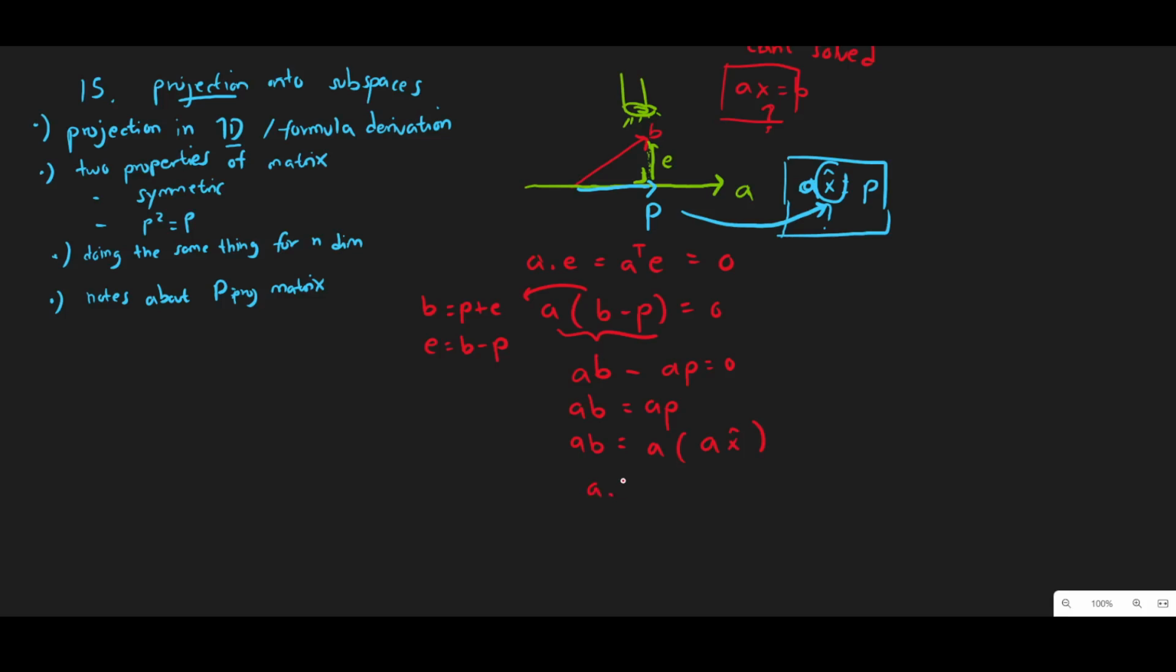So we got a dot b over a dot a equal to x hat. Or in the lecture, Professor Strang wrote it as a transpose b over a transpose a. So we got x hat, our solution.